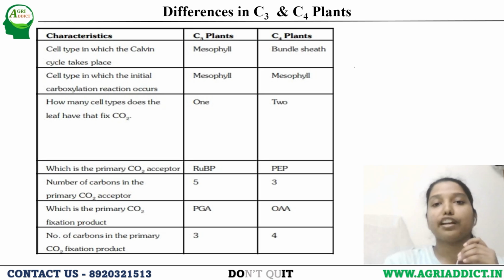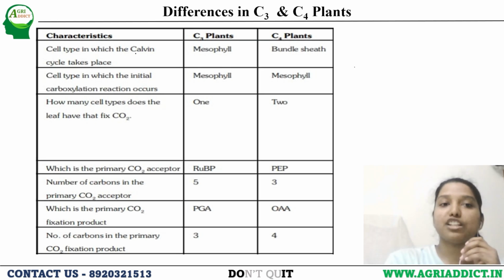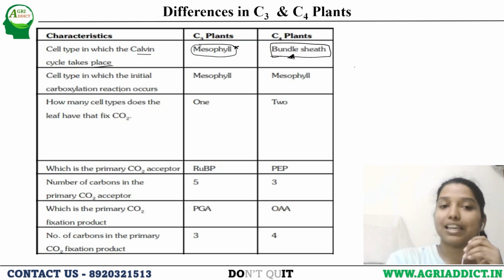Next, now comes the differences between C3 plants and C4 plants. Cell type in which Calvin cycle takes place. In C3 plants, it is mesophyll. In mesophyll only the C3 cycle or Calvin cycle is taking place. But in C4 plant, this Calvin cycle is taking place in bundle sheath cell. This is important. The cell type in which the initial carboxylation reaction occurs. In C3 plants, initial carboxylation reaction is taking place in mesophyll. In C4 also it is taking place in mesophyll.